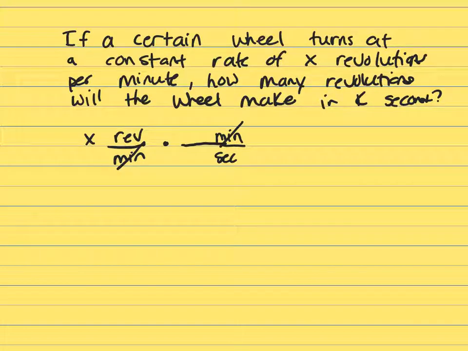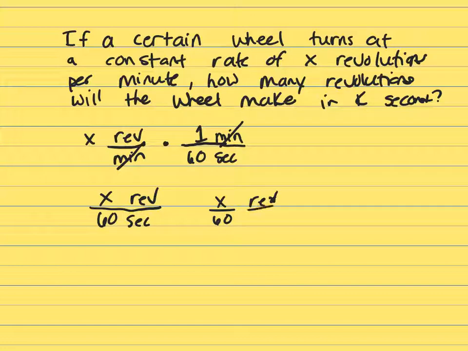Now, how many seconds in a minute? There are 60 seconds in 1 minute. So now what I have is x revolutions per 60 seconds, or x over 60 revolutions per second.